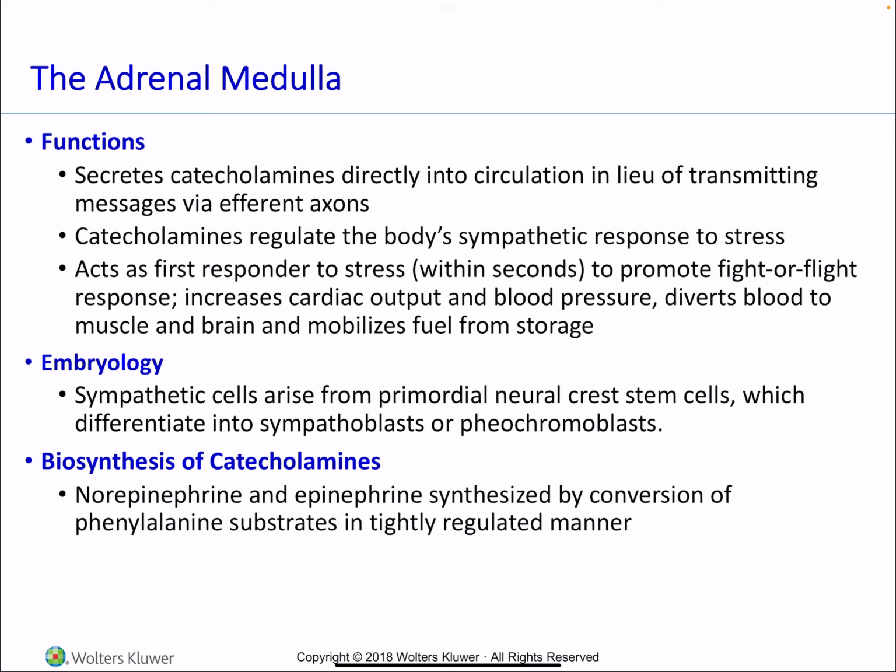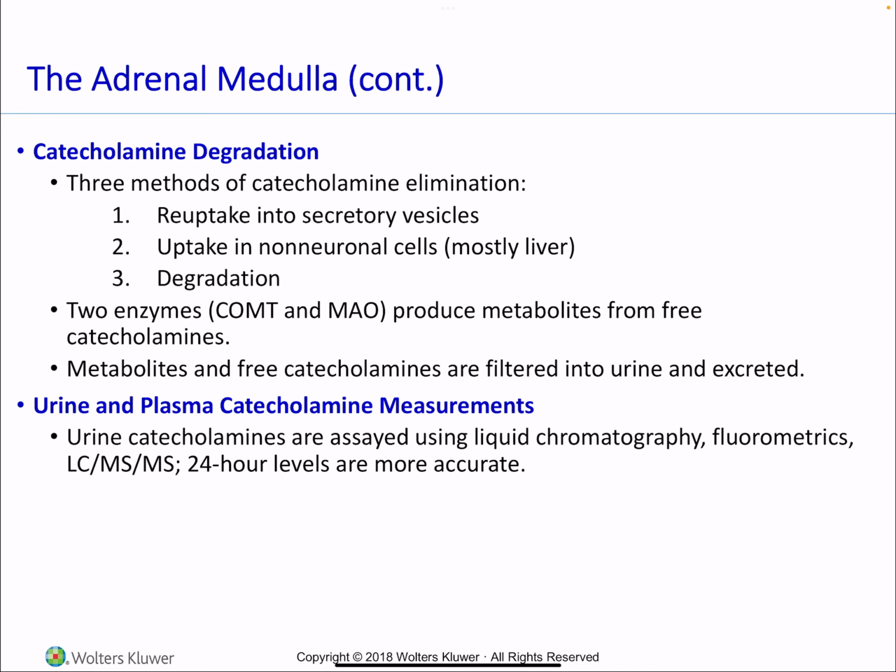So how does this come about? The adrenal medulla, well, sympathetic cells arise from the primordial neural crest stem cells, which differentiate into sympathoblasts and pheochromoplasts. What is the production of catecholamines like? Well, norepinephrine and epinephrine are synthesized by conversion of phenylalanine substrates in a tightly regulated manner.